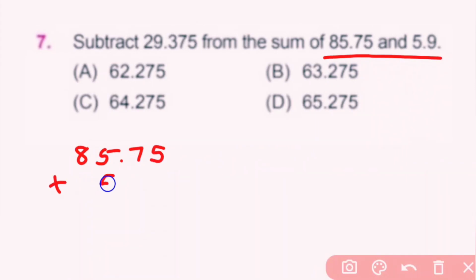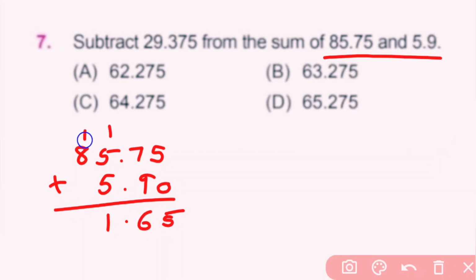85.75 plus 5.9. So 5 plus 0 is 5, 7 plus 9 is 16, 1 carry over, 5 plus 5 is 10 and 1 is 11, 1 carry over, 8 plus 1 is 9.